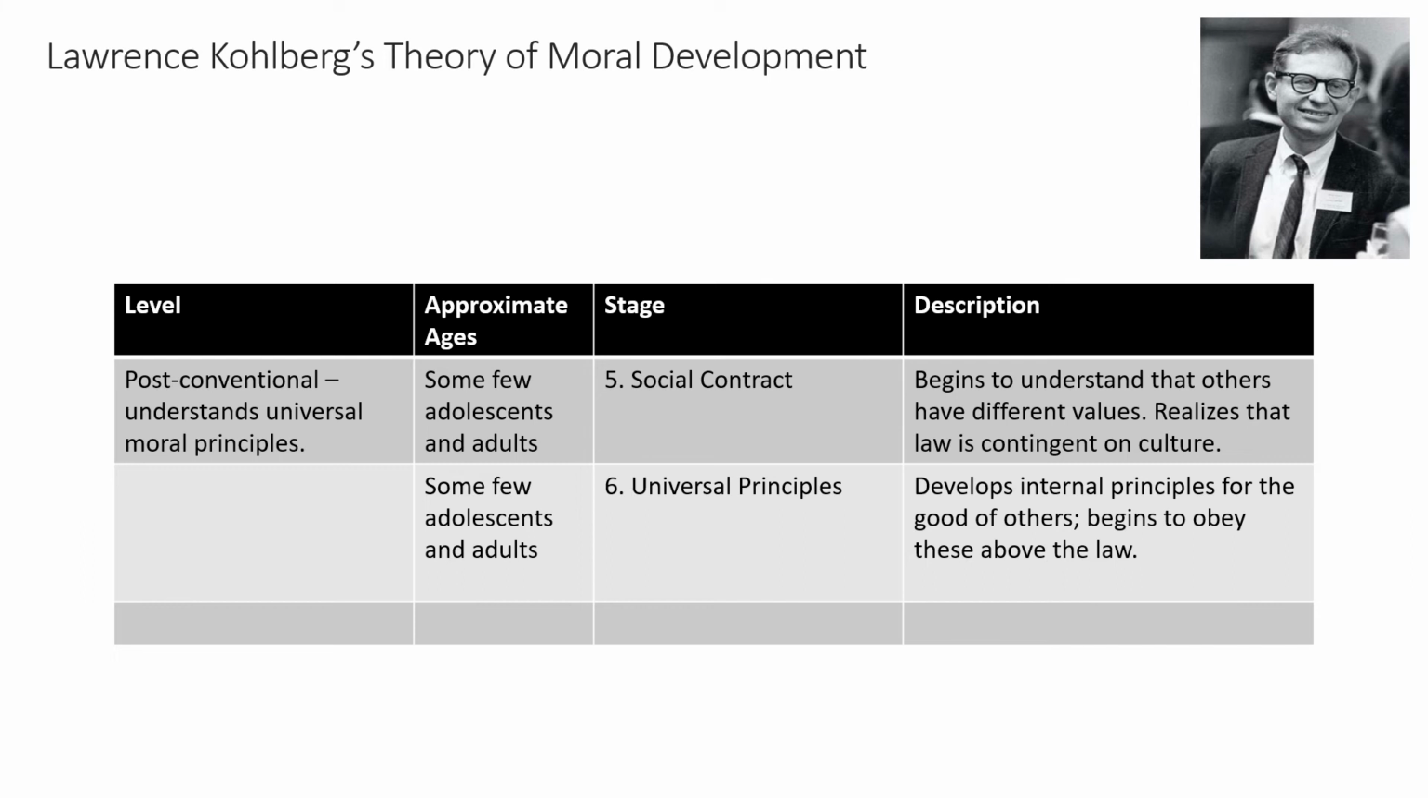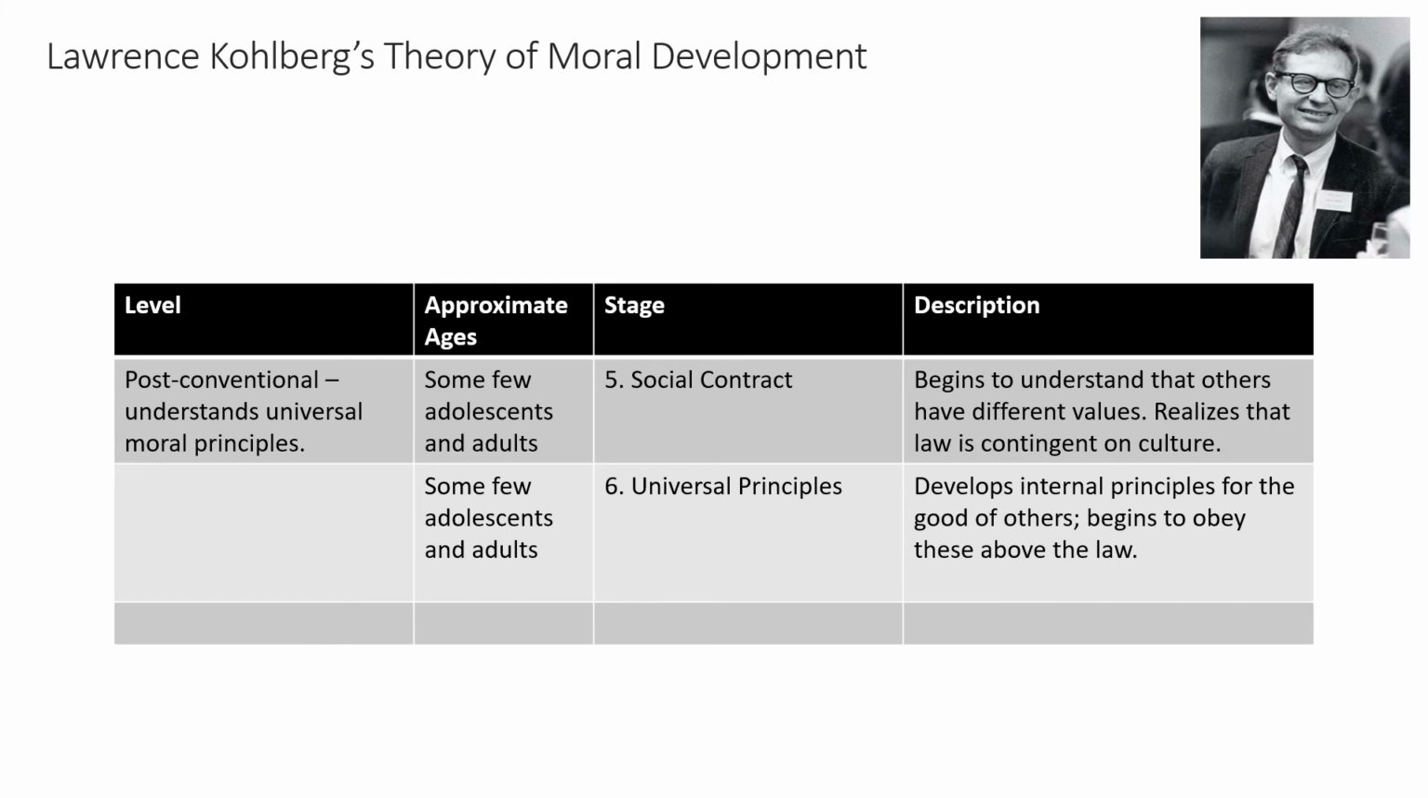So, for example, in the 19th century, there were laws making slavery legal, but the abolitionists had a firm sense of universal moral principles that opposed those laws, and so they would be classified at either stage 5 or 6. Many adolescents and adults never reach this last level, but it is divided up into 2 stages.